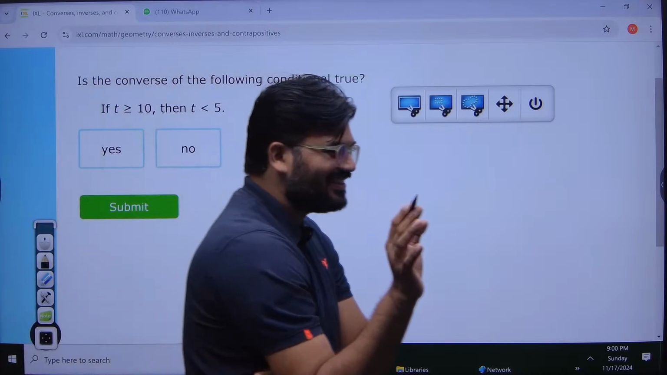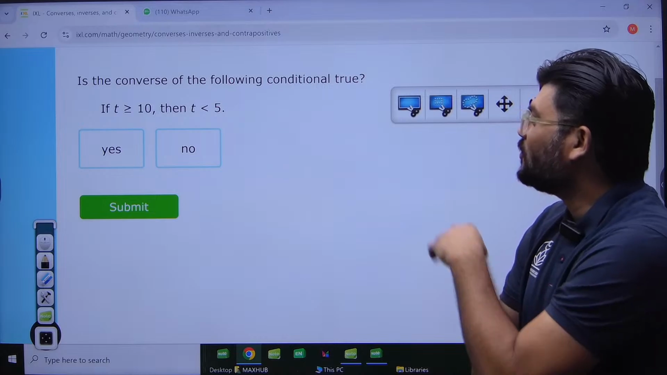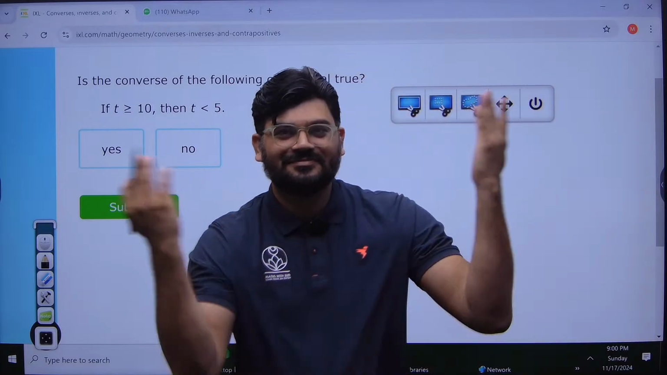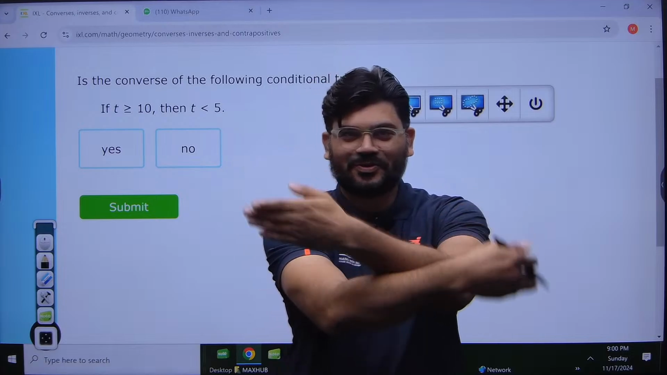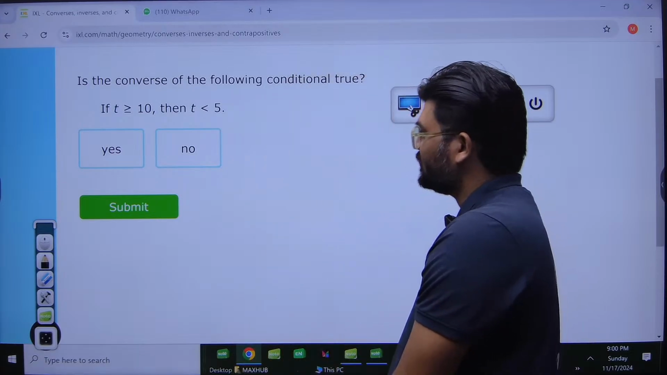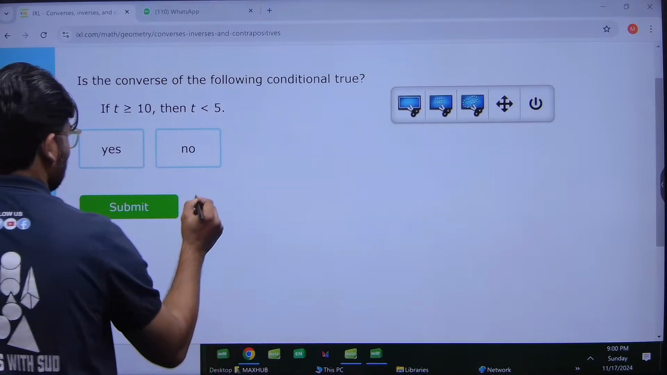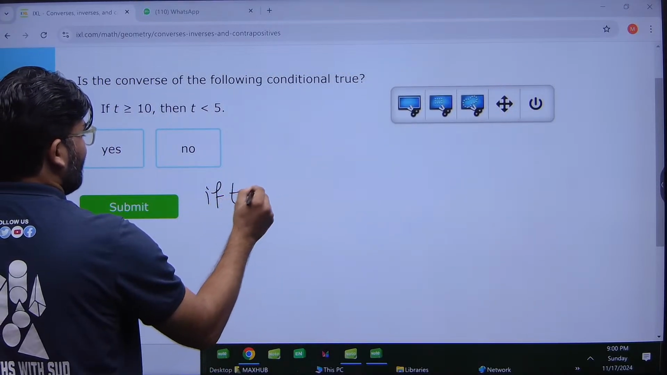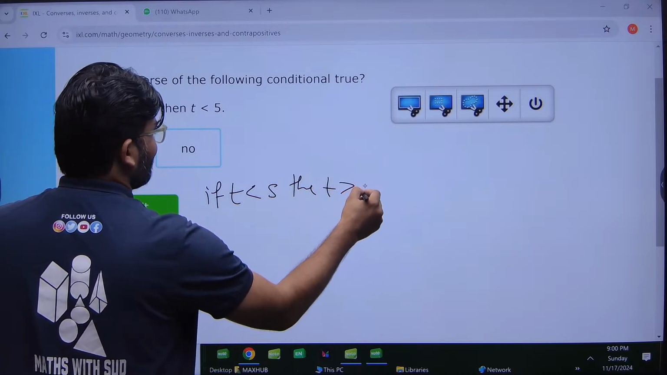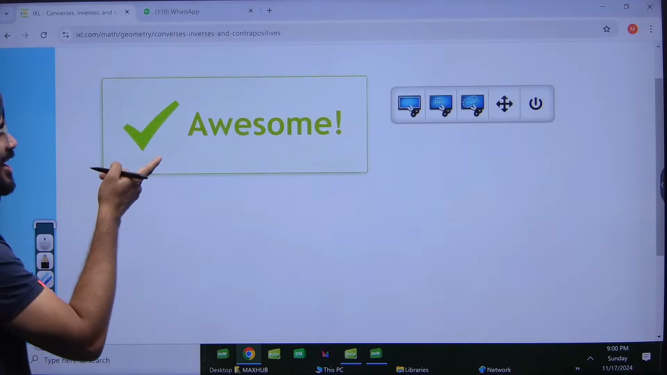It's okay, sir. Let's do this one. I want you to do the converse. You know what is a converse? Yeah, switch. So if T is less than 5, then T is greater than... No, how can it be?